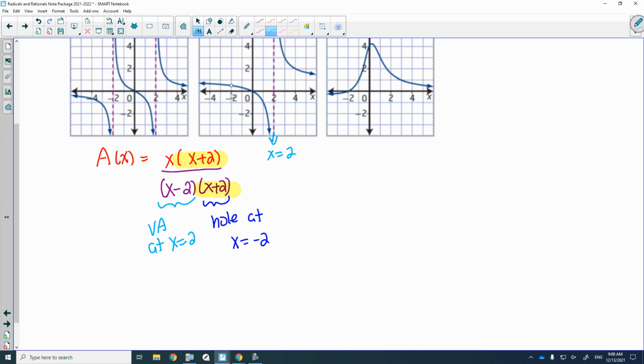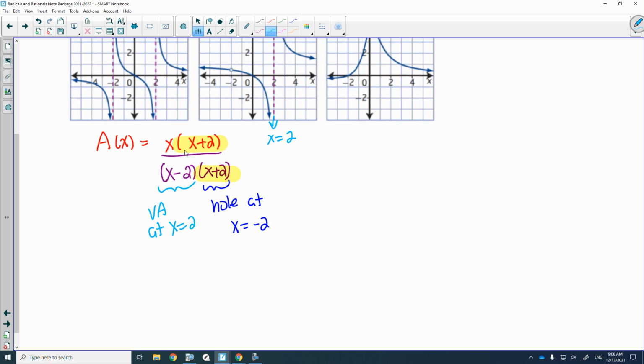Here's my hole. Remember that if there's a remaining factor in the numerator, so that would be this x, that's your x-intercept. So this is my remaining factor, which means there's an x-intercept at 0, which would be right here. Okay, and let's check one more thing. Let's check the horizontal asymptote.